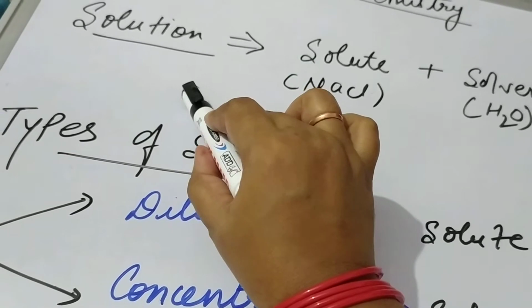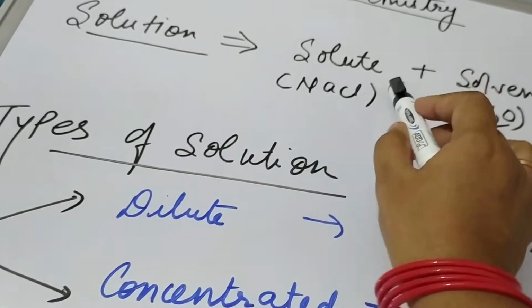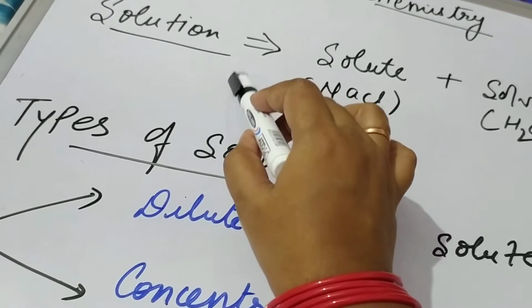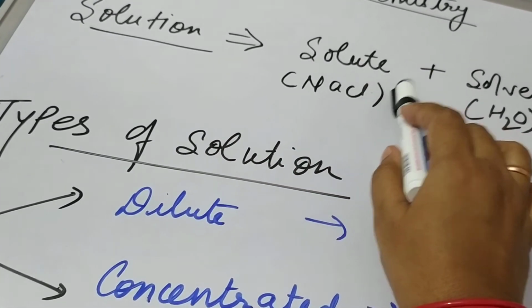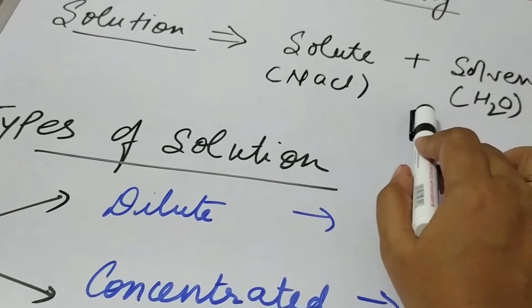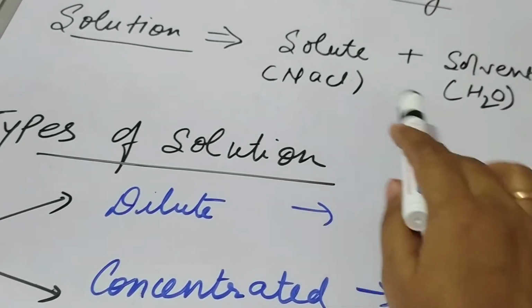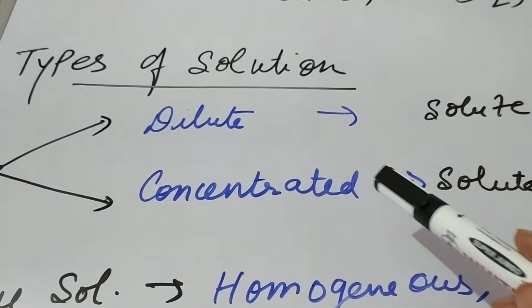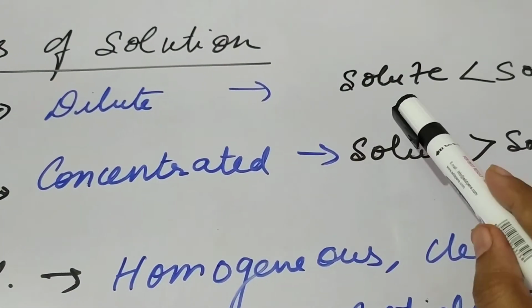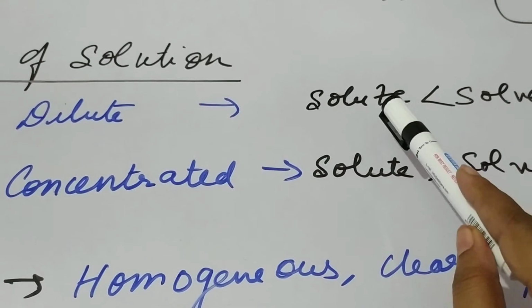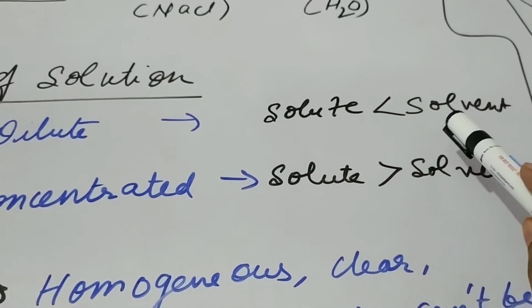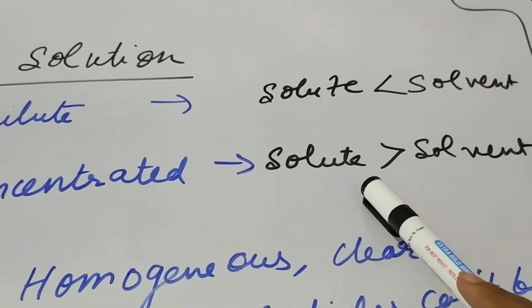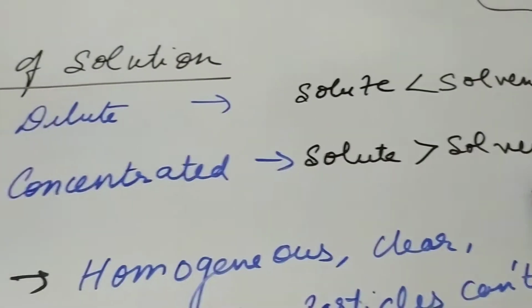And solution is a homogeneous mixture of solute and solvent, whose composition can vary depending on the relative concentrations of solute and solvent in the solution. Now, depending on the relative amount of solute and solvent, there are two types of solution: dilute and concentrated solution. Dilute solution is a solution in which the amount of solute is less as compared to the amount of solvent, and concentrated solution is the one in which the amount of solute is greater than the amount of solvent.